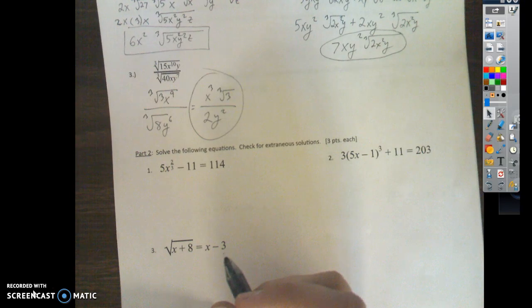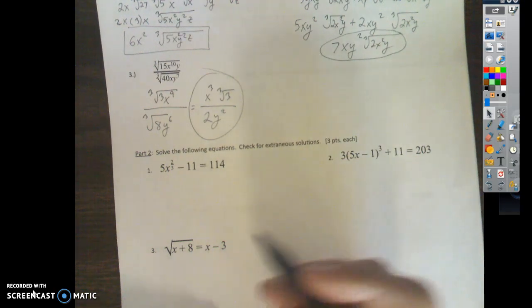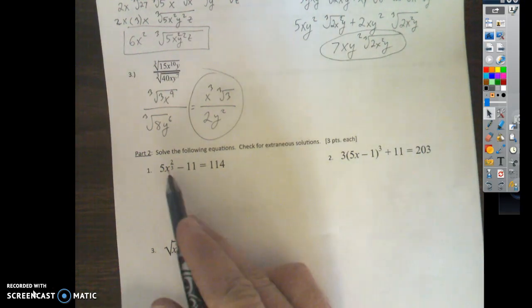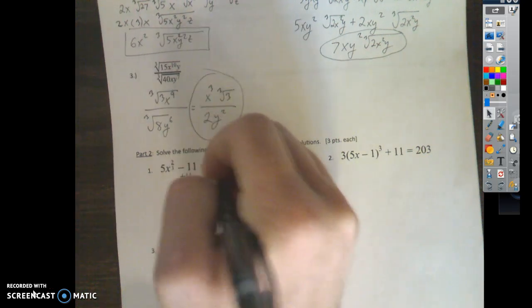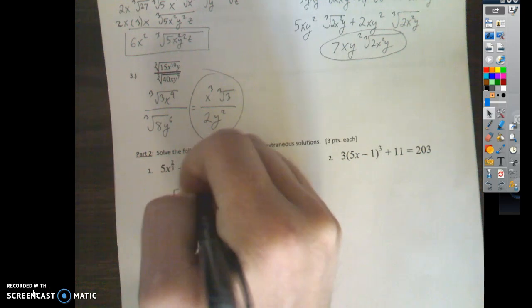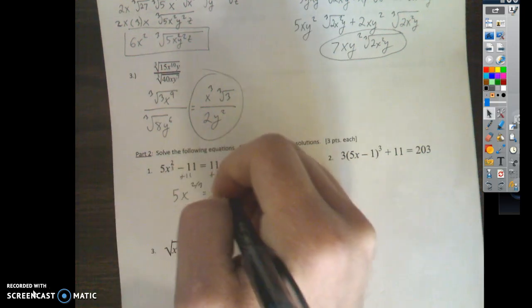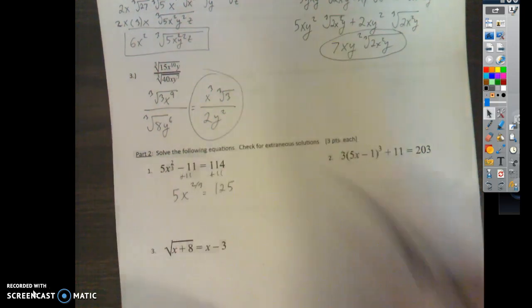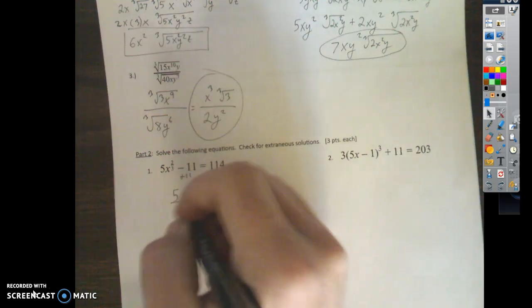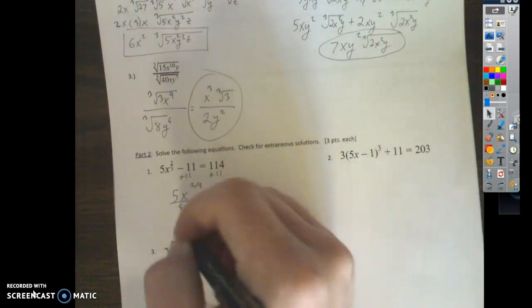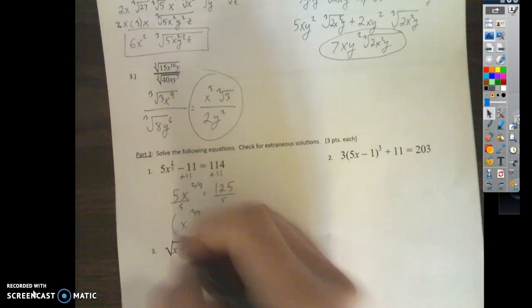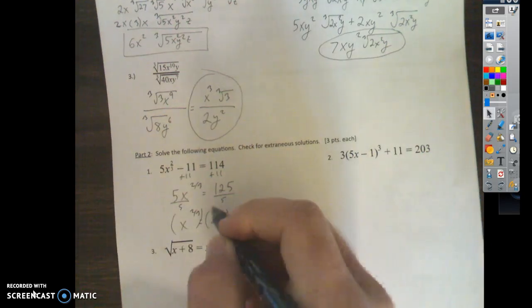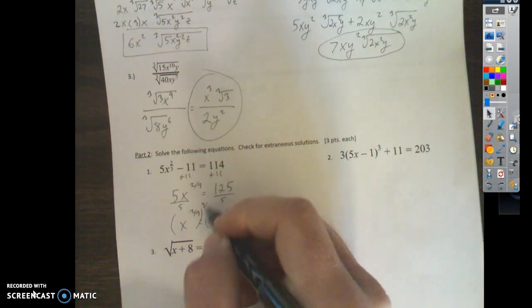I want to solve 5x to the 2/3 minus 11 equals 114. Okay. Just like we do in class, get the x by itself. Add 11 over. Alright, I gotta get rid of that 5. Divide by 5. x to the 2/3 equals 25. Okay. Now, I'm going to raise both sides to the 3/2 power.